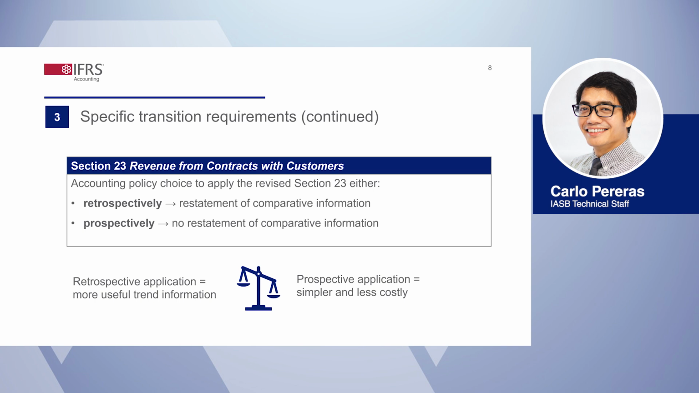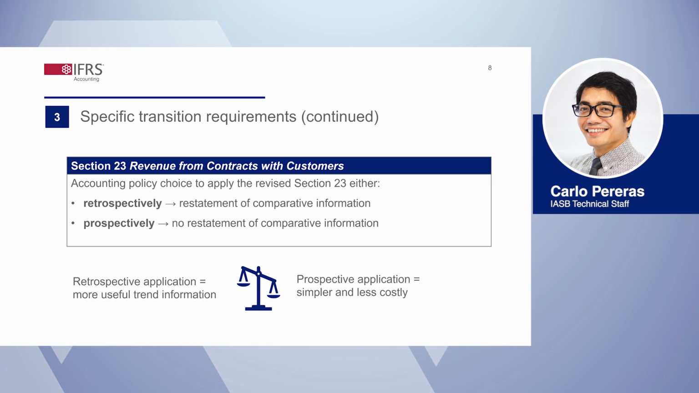We'll now move on to the specific transition requirements for Section 23 of the Standard. This section has also undergone major revisions in the third edition of the Standard to align it with IFRS 15 revenue from contracts with customers. This change to the requirements is likely to have some impact on most SMEs. However, the extent of that impact will vary from entity to entity.